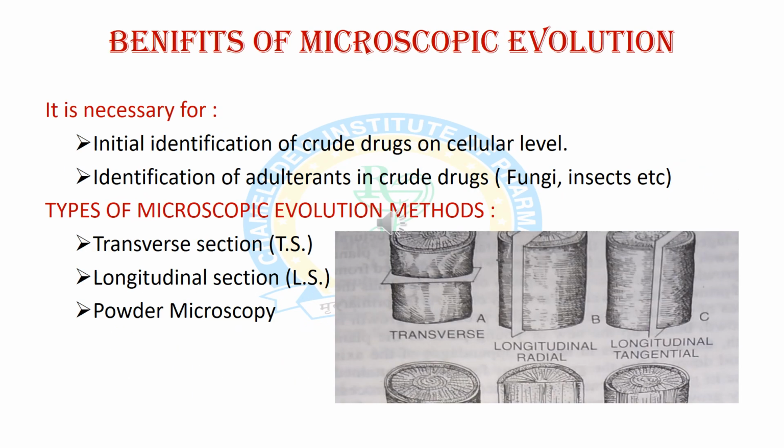What are the benefits of microscopic evaluation? Basically, it is necessary for initial identification of crude drugs on cellular level. It is useful for identification of adulterants which are present in crude drugs like fungi, insects, etc. There are different types of methods for microscopic evaluation. First is preparation of transverse section, second is preparation of longitudinal section, and third is powder microscopy.